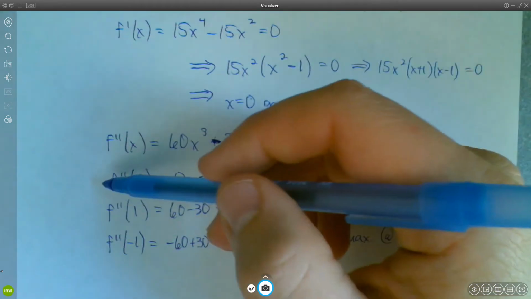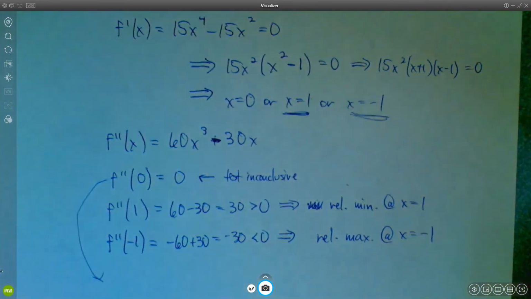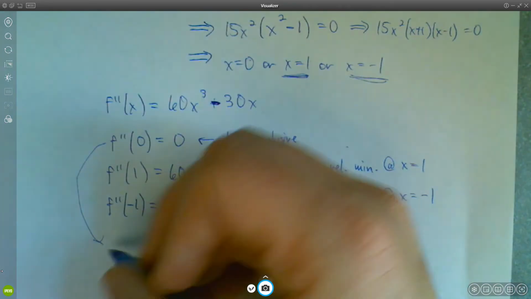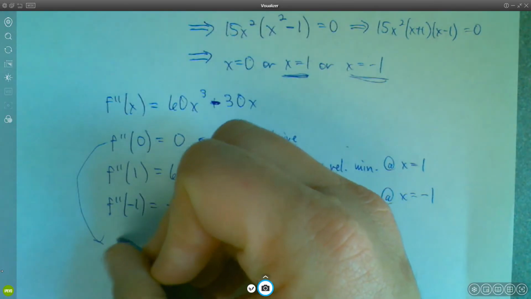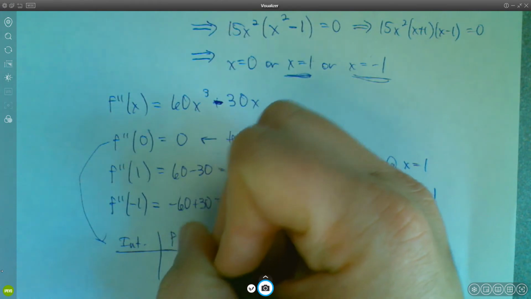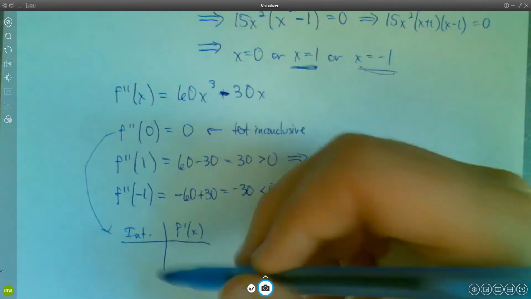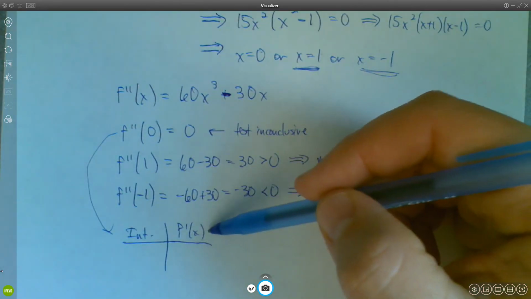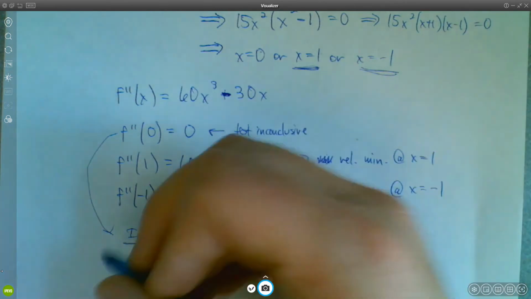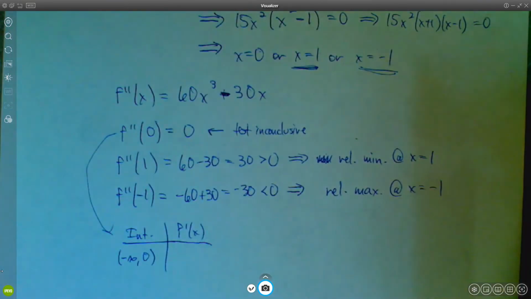So now we have to figure out about this x equals 0 business. Since the test was inconclusive, we have to make a sign chart for that. So let's plug in a test point. And remember, when you're doing the sign chart thing, that's the first derivative test. So you're going to plug this into the first derivative, not the second one. But to the left of 0, I could choose something like negative 1.